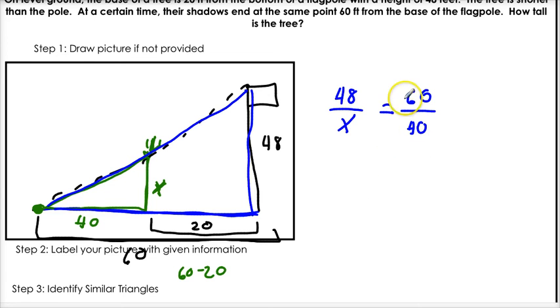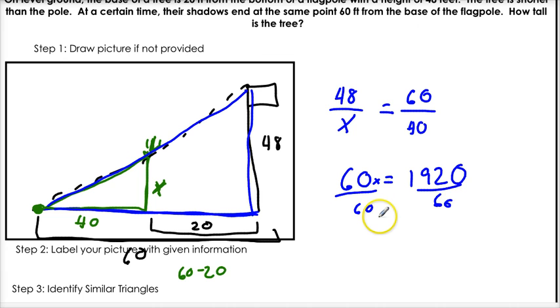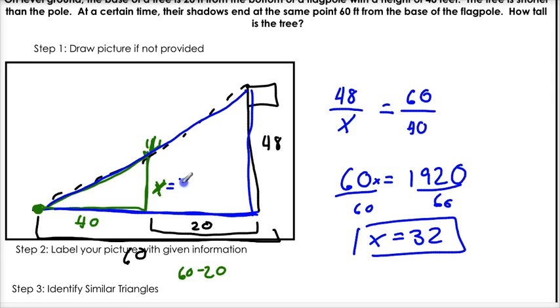Now we just do a little cross multiplication. We get 60x is equal to, I got to take out my calculator because I can't do that in my head, 40 times 48, and I get 1920. Oh, I forgot my x over here. Divide both sides by 60, and I get x equals 32. So the height of my tree is 32.